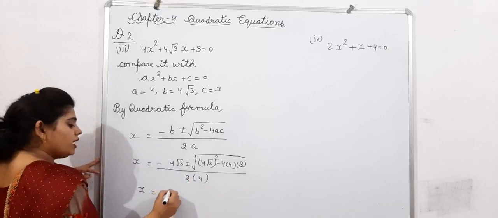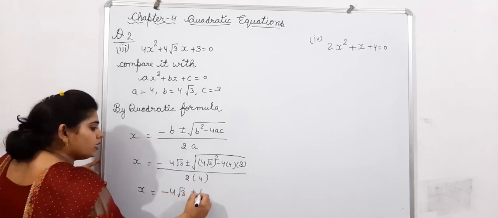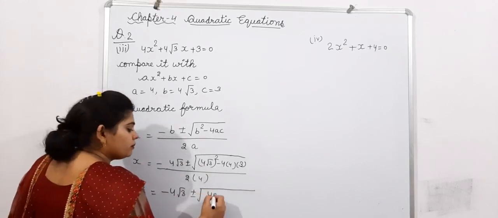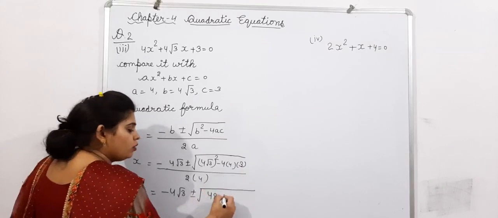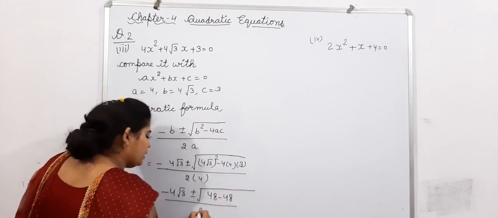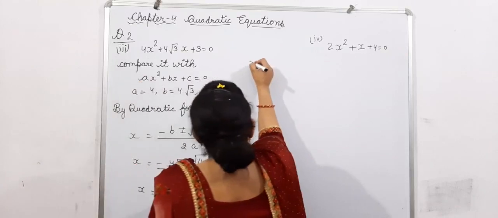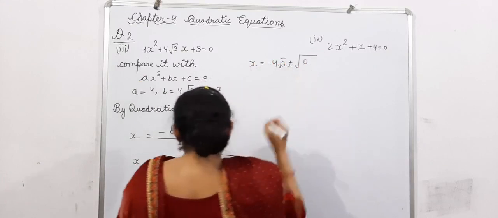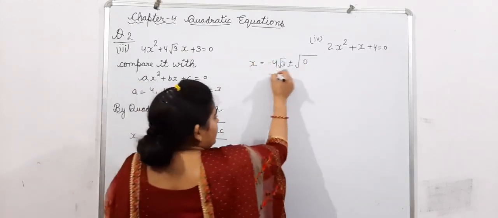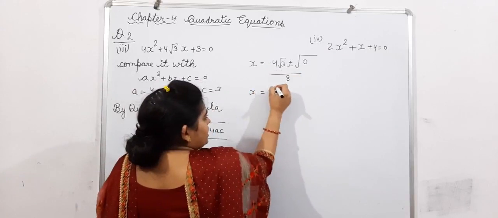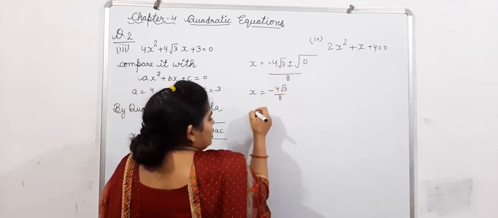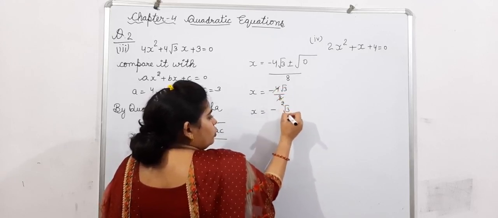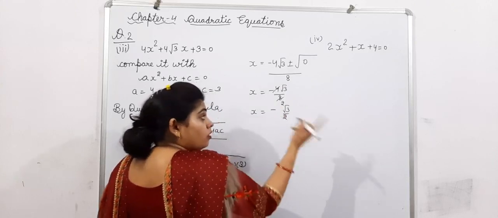Then x will be equal to minus 4 root 3 plus minus square root of the square of 4 root 3, which will be 48, minus 4 4s are 16, 16 3s are 48, divided by 8. Now from here x is equal to minus 4 root 3 plus minus, from here 0 will be left, divided by 8. X is equal to minus 4 root 3 by 8. X is equal to minus root 3 by 2, and the other root will be the same.